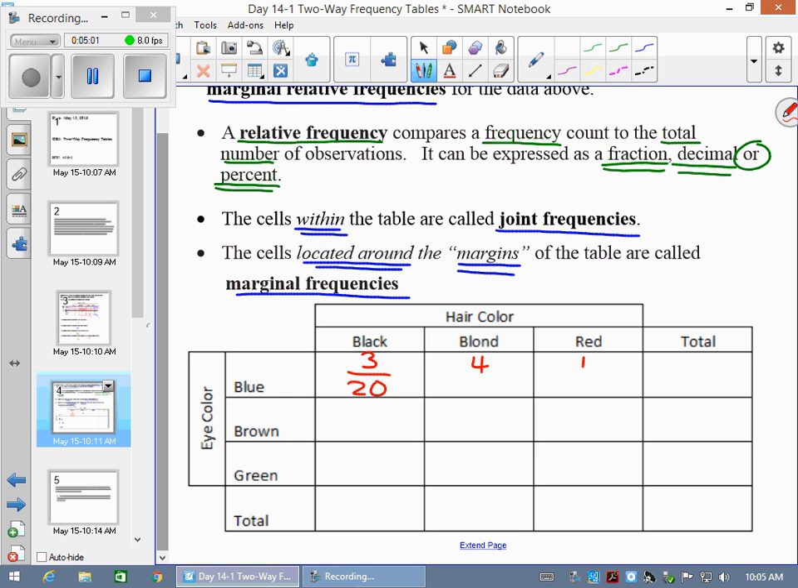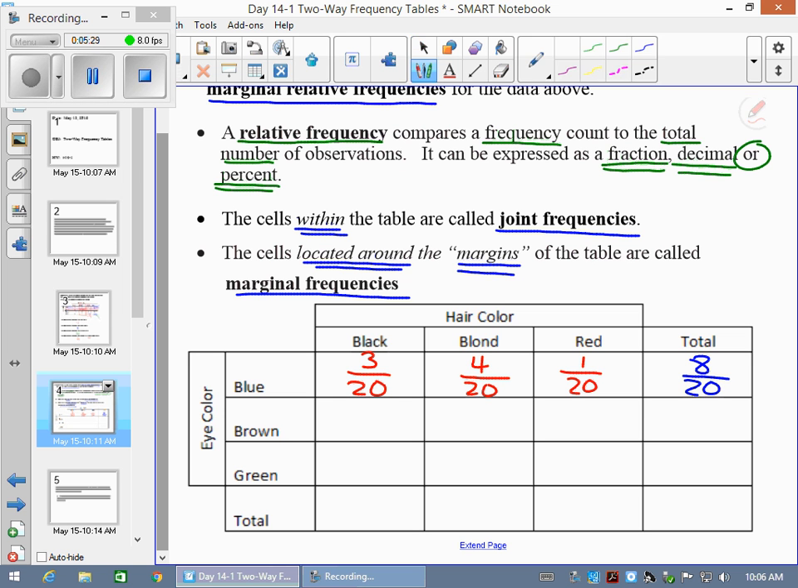4 out of 20 people had blue eyes and blonde hair, and 1 out of 20 had red hair and blue eyes, which gave us a total of 8. Okay, well, there were 8 out of 20. So the 8 out of 20 here, if we want to just maybe do this in a different color, 8 out of 20 would be the marginal, because it's part of the margin, whereas the inside would be the joint frequency. So let's keep going.